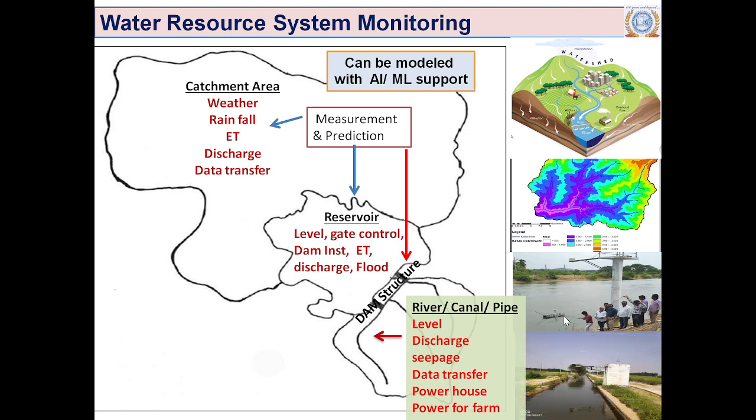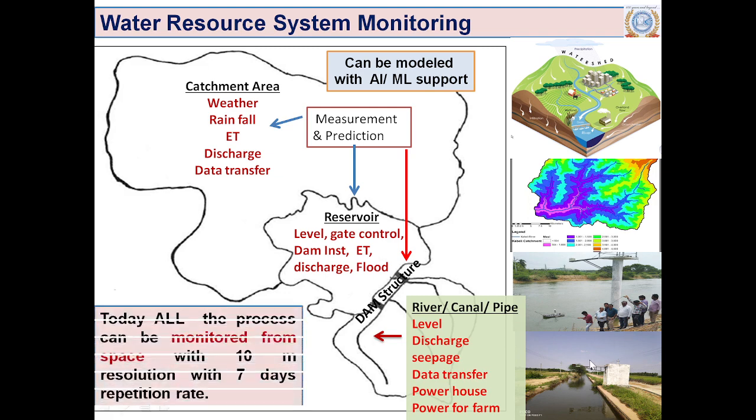Okay, so similarly, I have shown a photograph of a canal model where the measurements are being taken up. As we discussed today, all these processes can be monitored. As long as all the conditions are good, you are able to get a 10 meter resolution. Even Sentinel gives you 10 meter to 30 meter variable resolution for different bands.